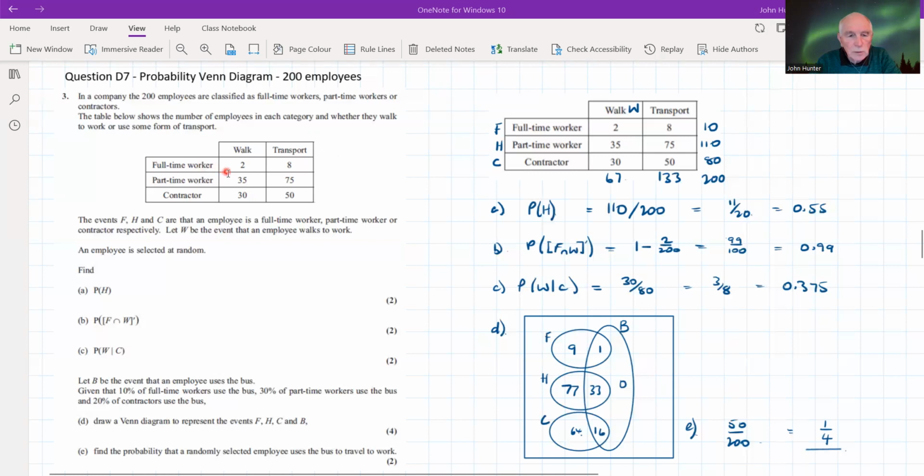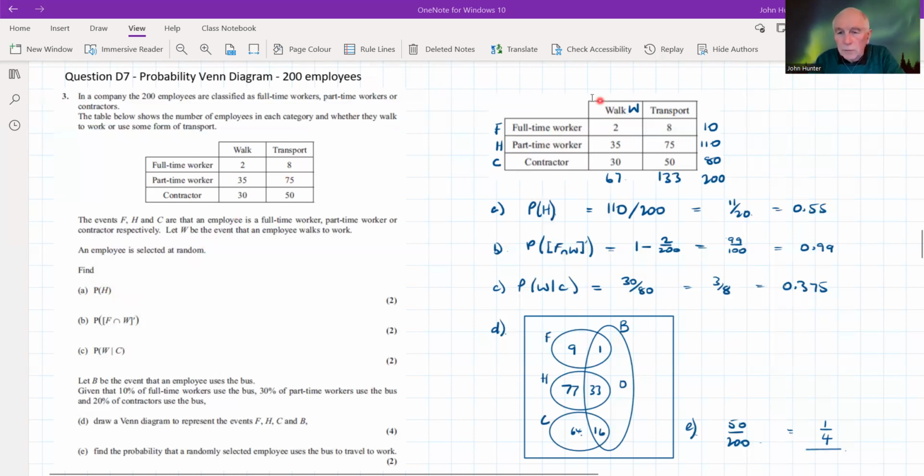There's the table. Full-time, part-time workers. There are 35 of them that walk, and so on. The events F, H, and C are that an employee is a full-time worker, part-time worker, or contractor, respectively. W is the event that an employee walks to work. Okay, so we can see all that, can't we? An employee is selected at random. Find the probability of H, so the probability that they're a part-time worker.